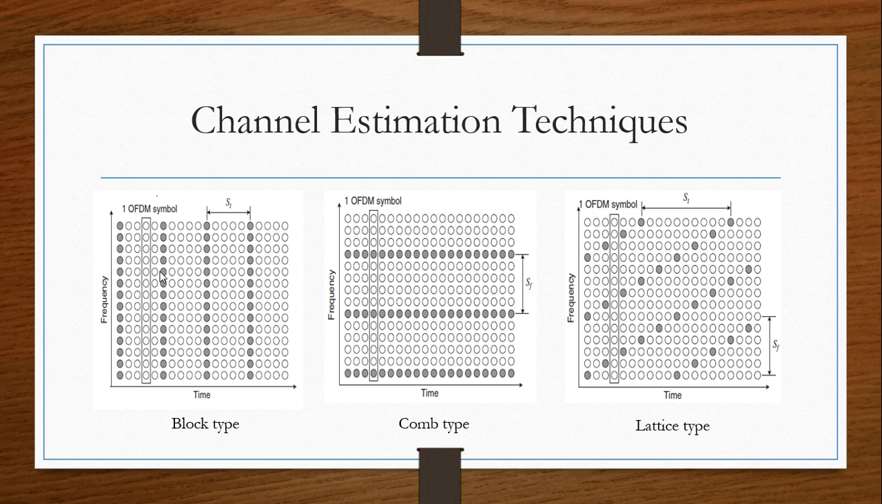Next one is the comb type. The comb type pilot channel estimation is introduced to satisfy the need for equalizing when the channel changes even within one OFDM block. It consists of algorithms to estimate the channel at the pilot frequencies and to interpolate the channel. The estimation of the channel at pilot frequencies for comb type based channel estimation can be based on least square, minimum mean square error, or least mean square error, that is LMS.